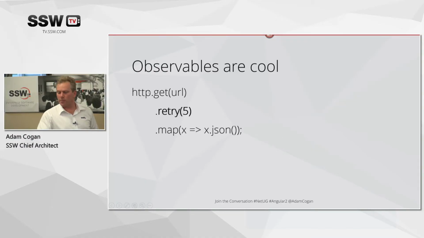All right, cool. So let's talk about observables. With observables, you can do things like .get. So you can chain things together, but check this retry out. You can try to get something, retry it 5 times. Trying to do that in Angular 1 would have been super hard.